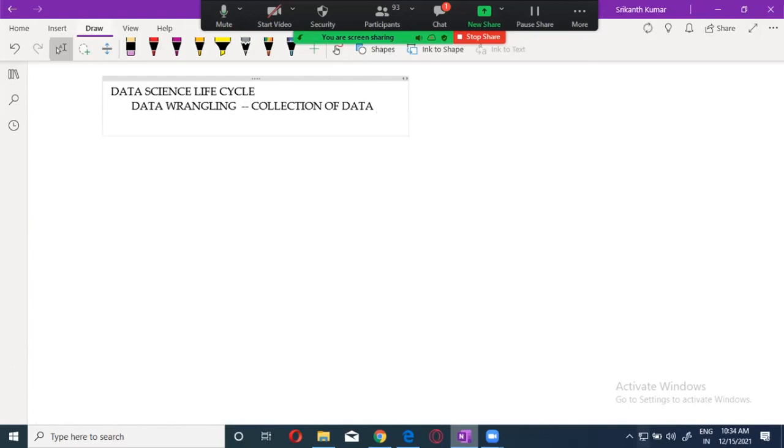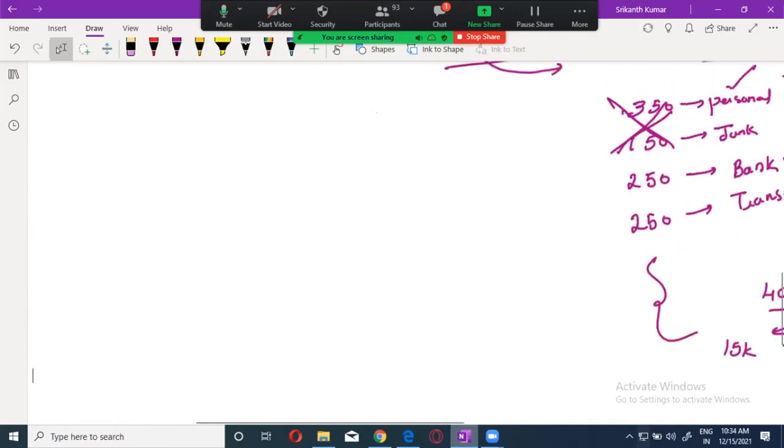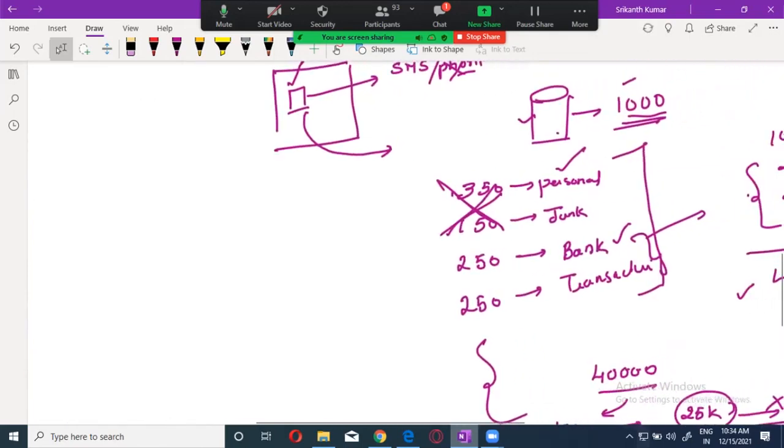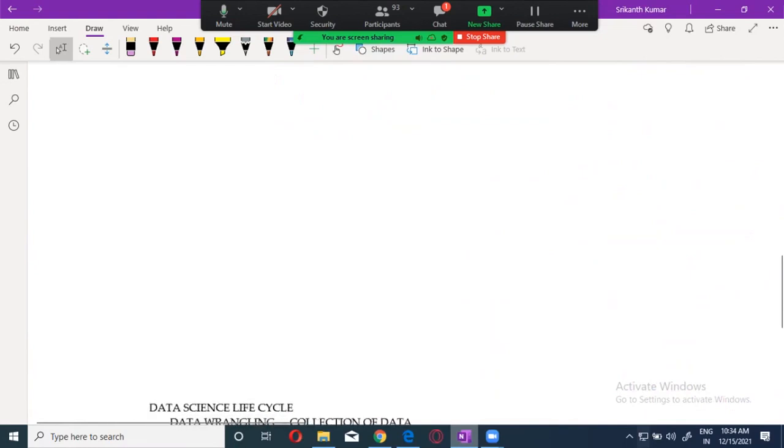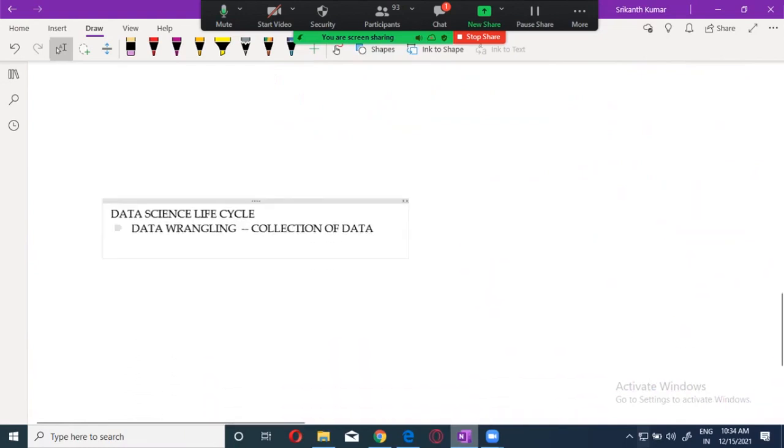Now, if you take the next one, after doing the data wrangling, what did it do? It separated the data over here, right? Now, this is nothing but data cleansing, guys. Okay, data cleansing. This is cleaning of the data. Simple terminology, cleaning of the data.